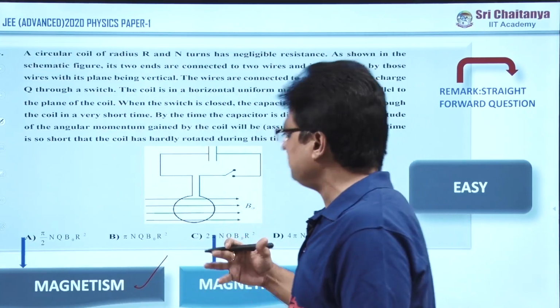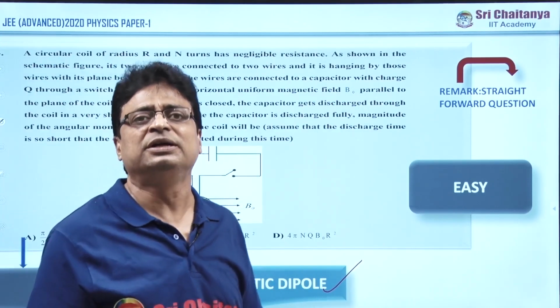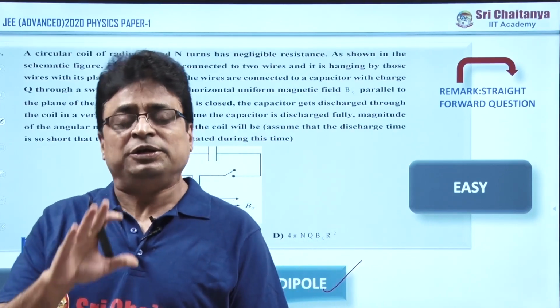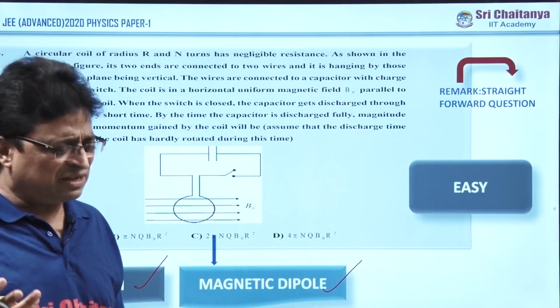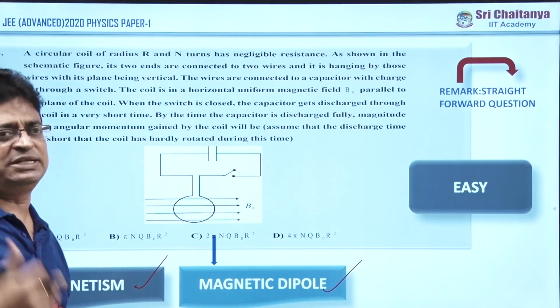See, the only thing is, because you are under the impression that it is a difficult subject, because of that attitude only you are losing marks. Otherwise, you can score better in physics. Because Sri Chaitanya people did it like this, and they have scored well in physics especially.